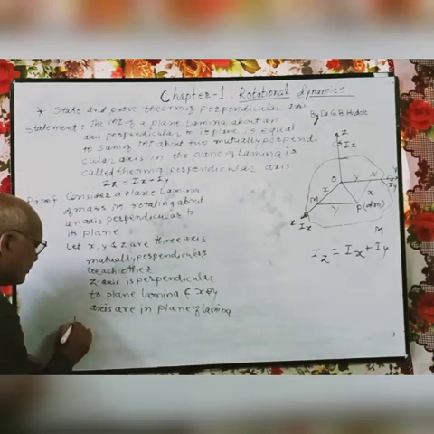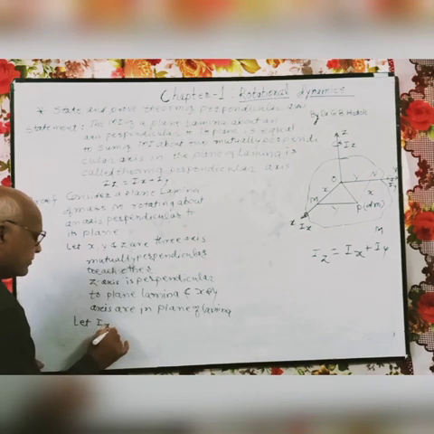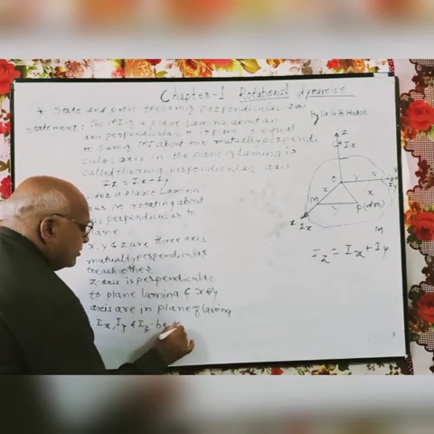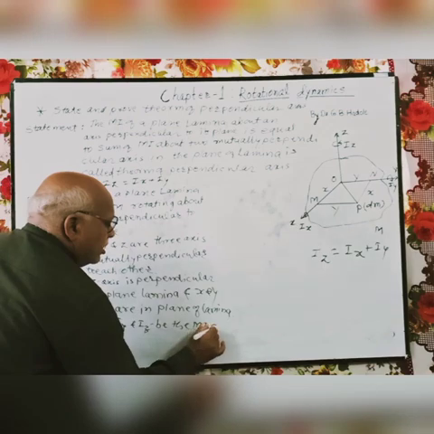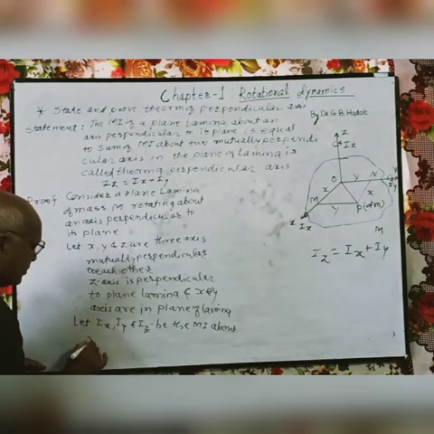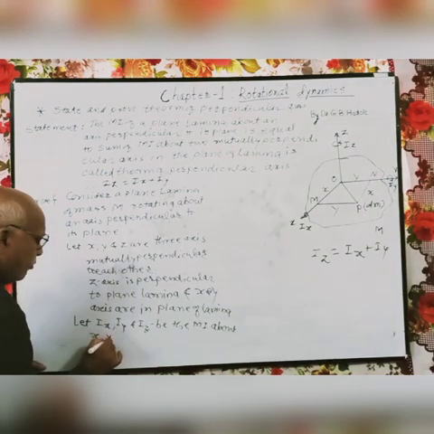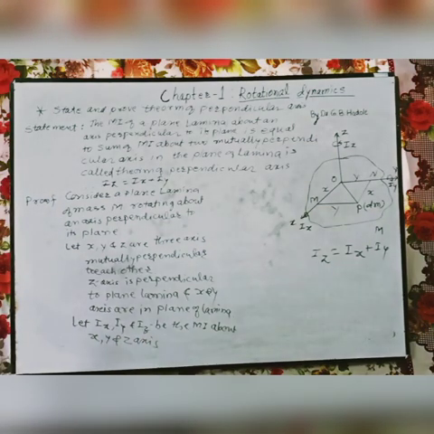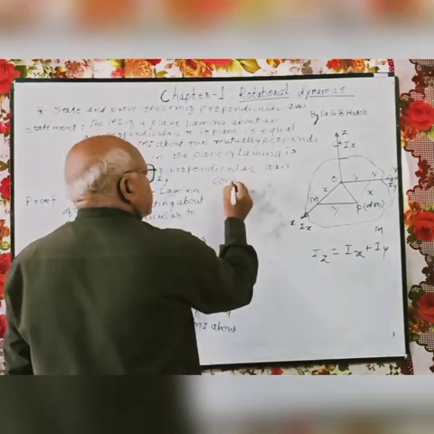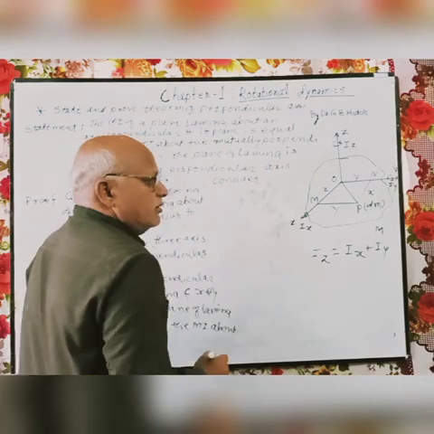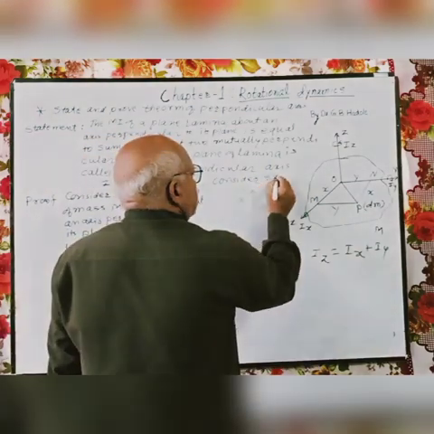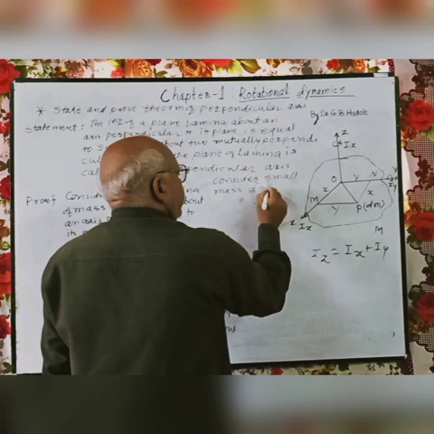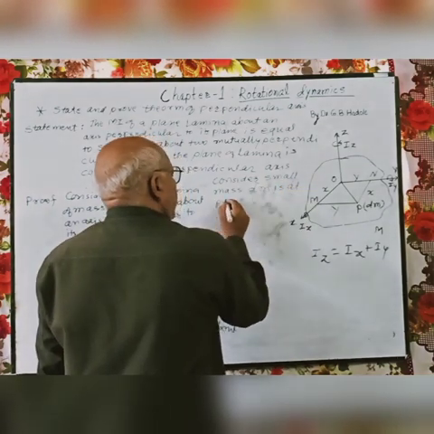Let Ix, Iy and Iz be the moments of inertia about X, Y and Z axis. Consider a small mass dm at point P.